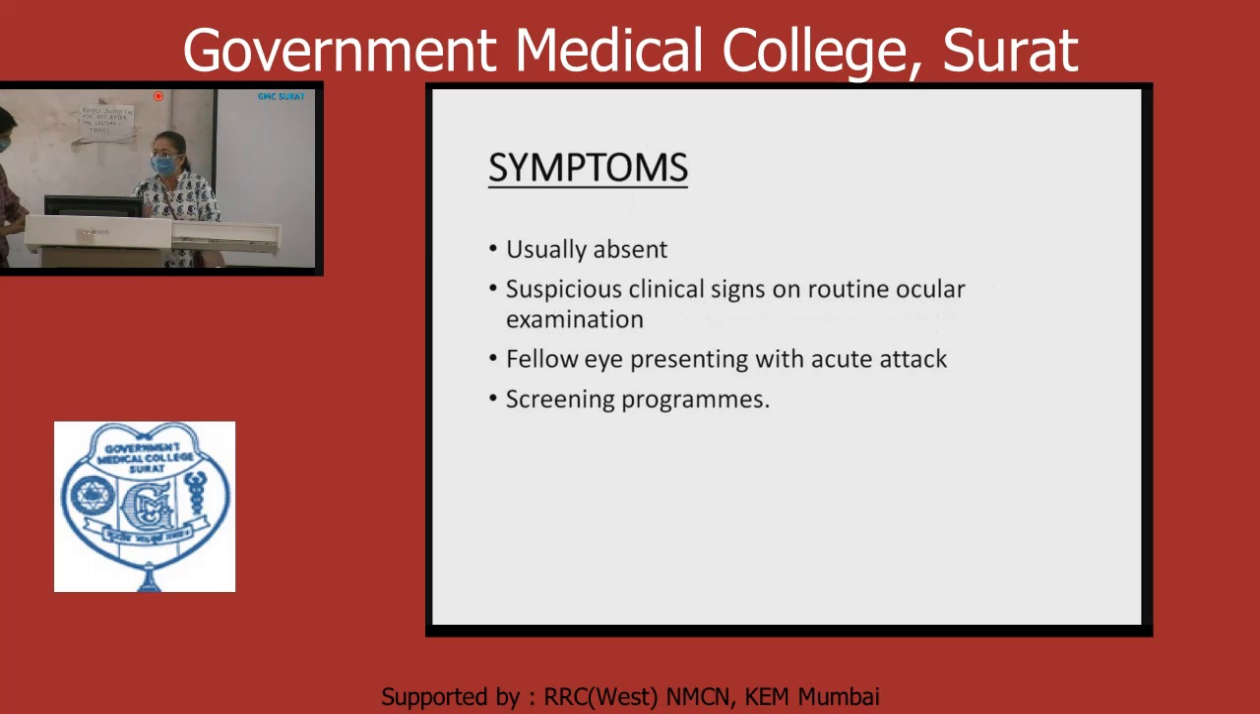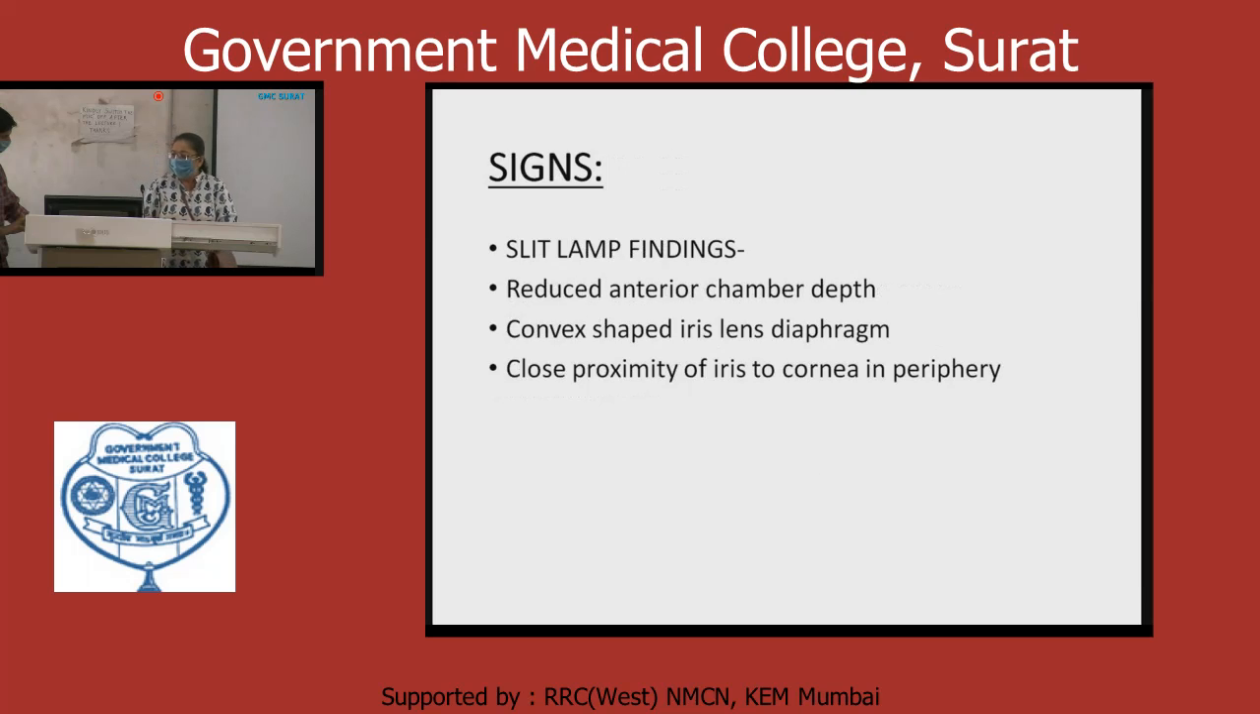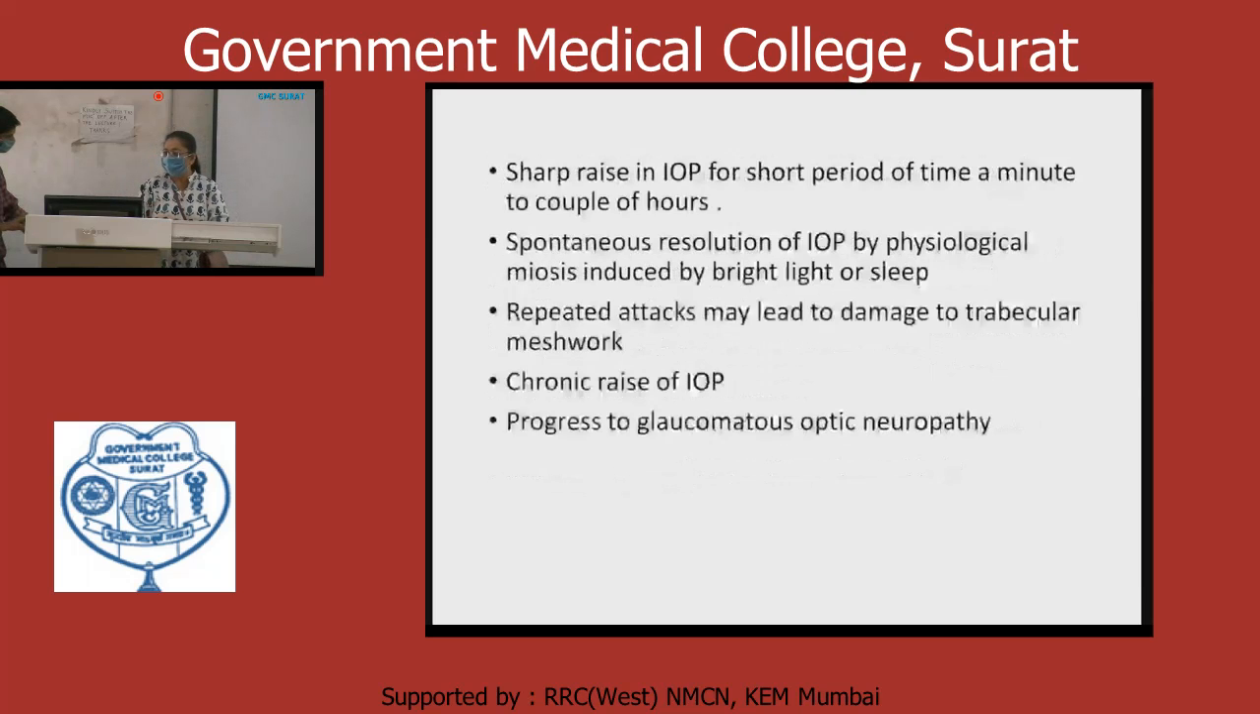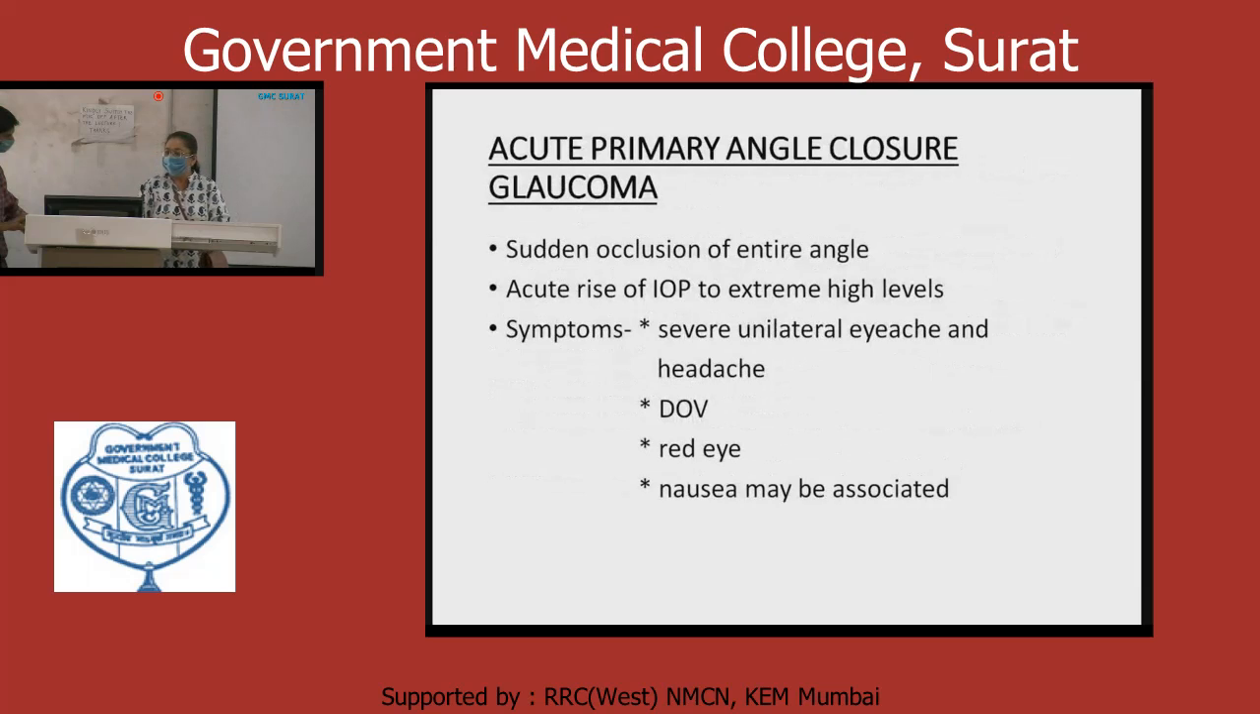Third, angle closure glaucoma. Sudden occlusion of the entire angle, acute rise of IOP. Symptoms: severe unilateral eye ache, headache, dimness of vision, red eye, and nausea may be associated. As a sign, we allow this patient to sit at the slit lamp. Before that, we measure the vision. Vision will be less. In raised IOP, when we examine the patient on the slit lamp, there will be corneal edema and ciliary congestion.